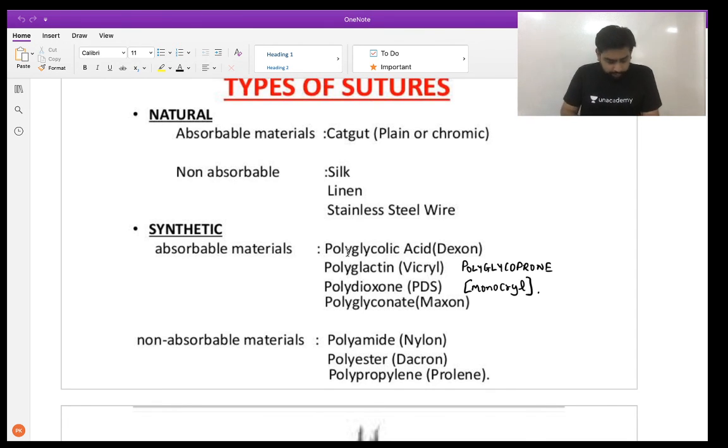So how to sterilize the catgut suture? By gamma radiation. Whenever you have a suture, it is sterilized by radiation. Please understand this.